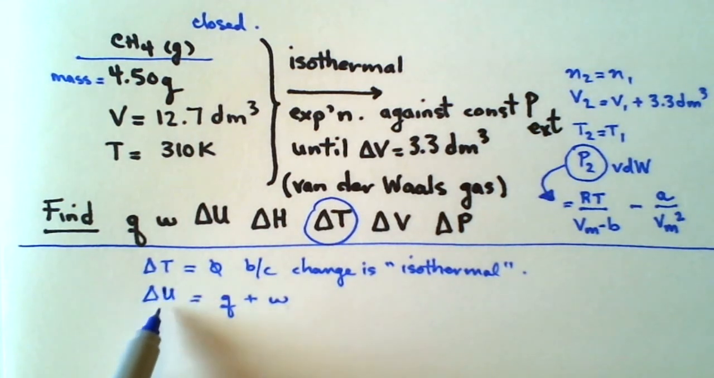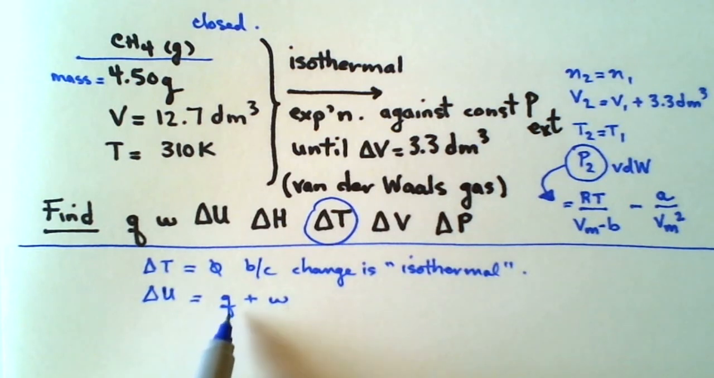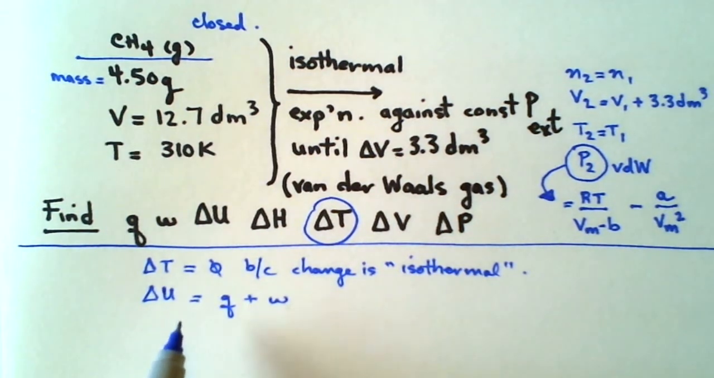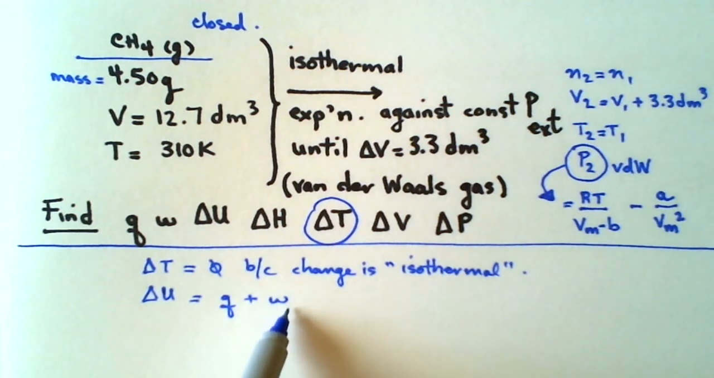and this guy was 0, sorry, then Q and W would be equal and opposite, and I would find the work and then change the sign and have the Q. But again, this is not a perfect gas. It's van der Waals. So what's going to be my plan of action? I could find the work right away.